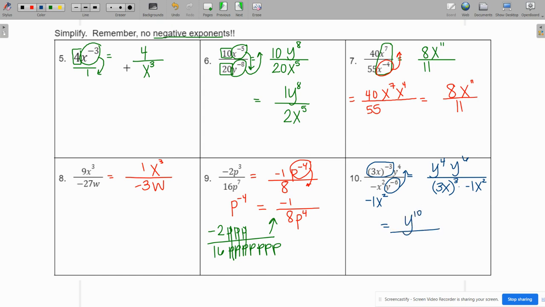And then in the bottom, it might be helpful to expand this. So 3x cubed is 3x times 3x times 3x, times that negative 1, and times x squared is times another 2 x's. So 3 times 3 times 3: 3 times 3 is 9, times 3 is 27, times negative 1 is negative 27. X times x times x times x times x is x to the 5th. Y to the 10th over x to the 5th cannot be simplified because those are powers with different bases.